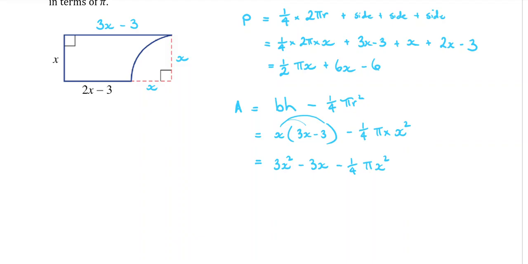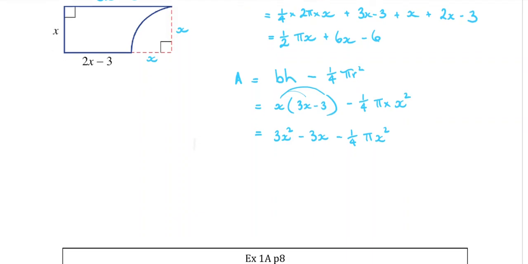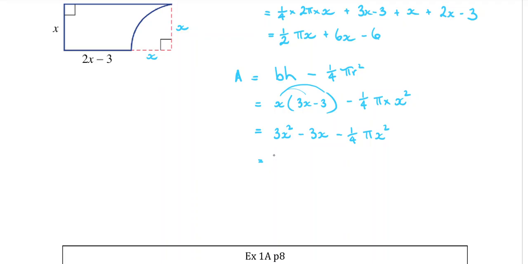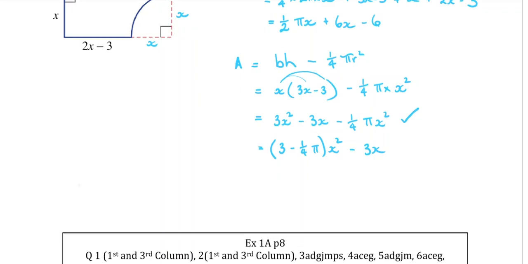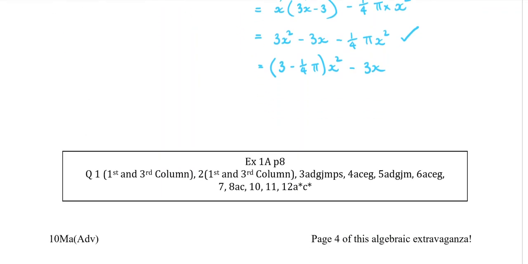The only other thing that the answers in the book could possibly do would be to try to collect up like terms, which would be the x squareds here, for example. So they could write that as, let's take the 3 and the minus a quarter pi out of the x squared. So there's the x squared coming out of both of those terms, and then putting the minus 3x at the end. But in terms of what we would expect, I'd be happy with that line there. Okay, so your turn now to do exercise 1A.